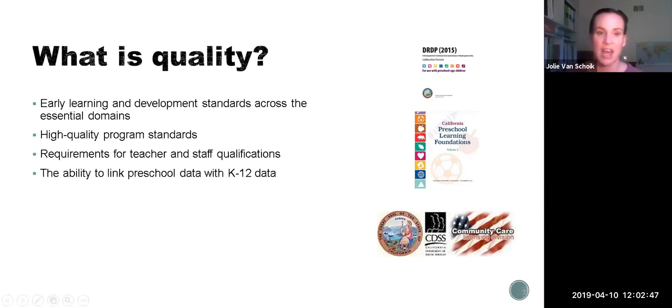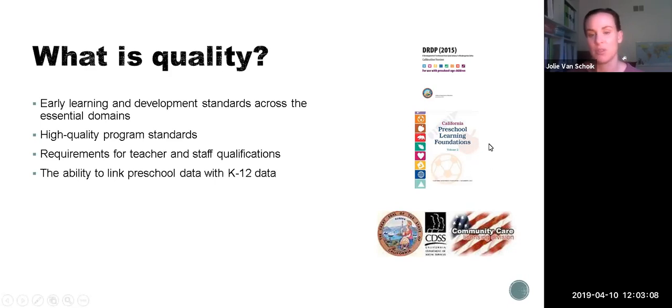So we know that we need to have developmental standards across all of the domains: physical, social, emotional, self-help, language, cognitive, all areas that we need to make sure that we're teaching children and that they are progressing and they have great abilities in all of those areas. They're reaching their highest potential.